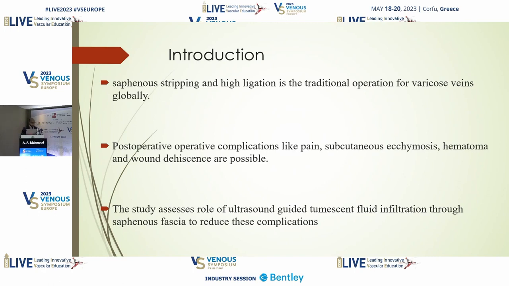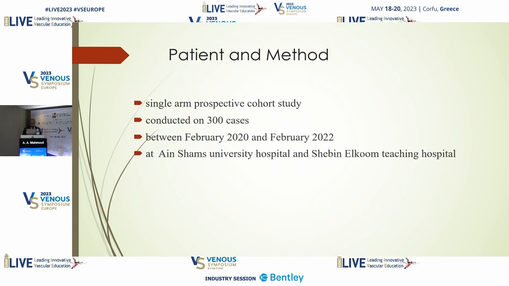Good afternoon. Introduction: Saphenous stripping and high ligation is the traditional operation for varicose vein globally. Post-operative complications like pain, subcutaneous ecchymosis, hematoma, and wound dehiscence are possible. The study aims to assess the role of ultrasound-guided tumescent fluid infiltration through the saphenous fascia to reduce complications.